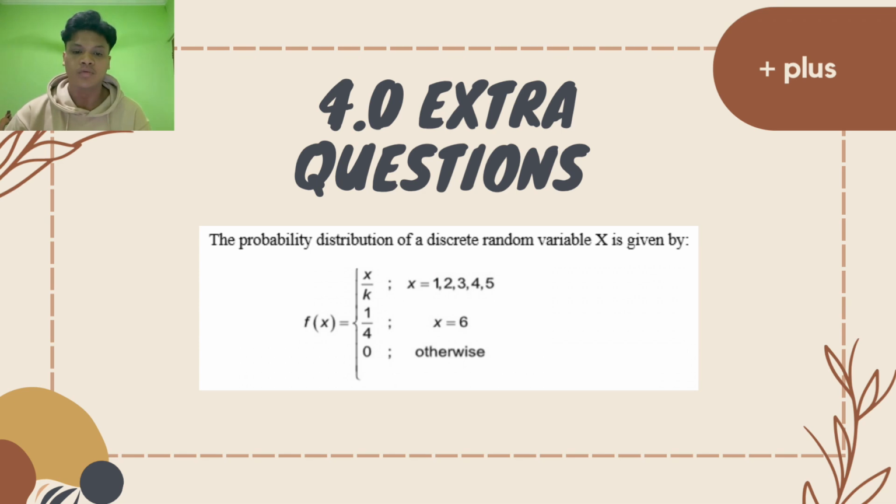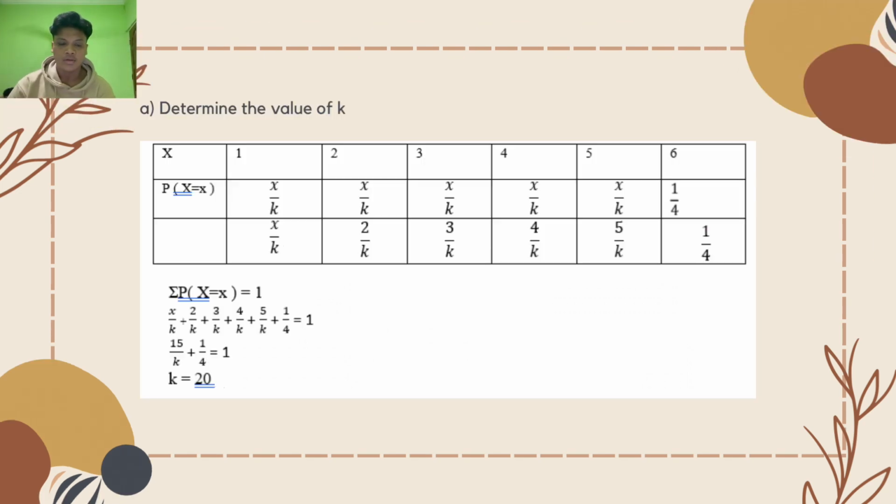Then we go to the 4.0 extra question. The probability distribution of a discrete random variable S is given by f(s) equals s over k if s equals 1, 2, 3, 4, and 5, then 1/4 if s equals 6, and 0 otherwise. For question A, determine the value of k.